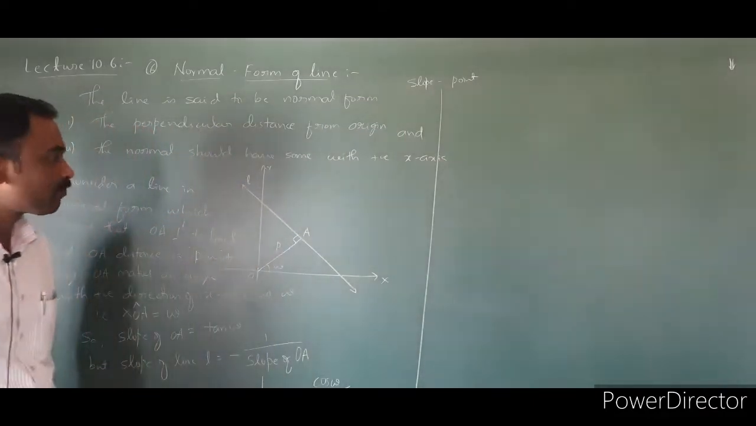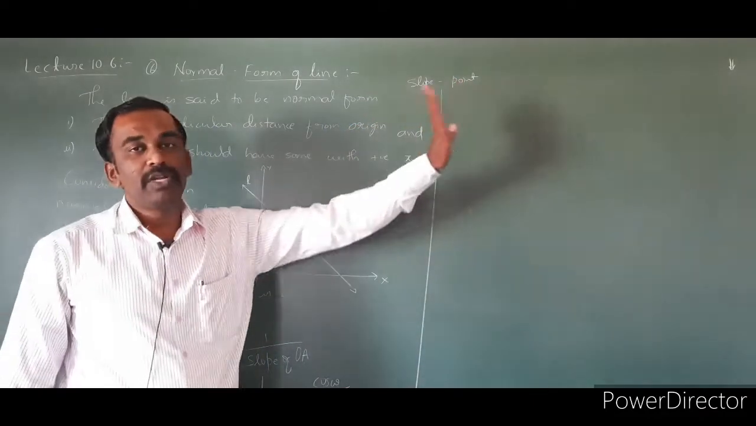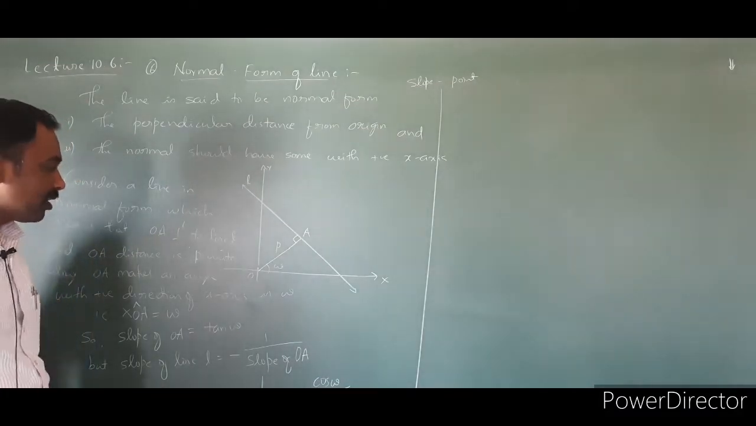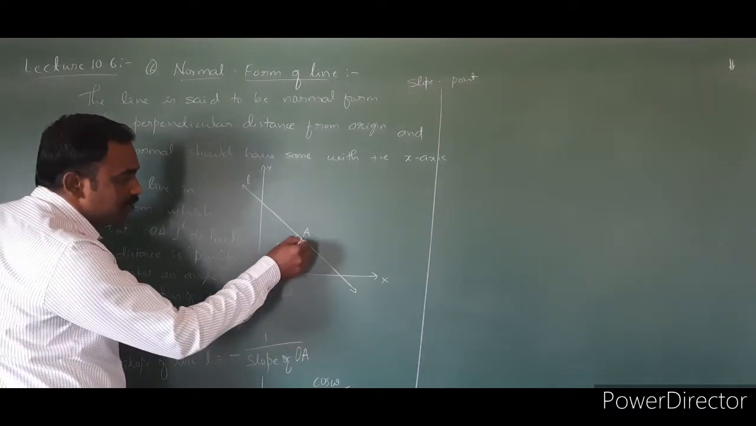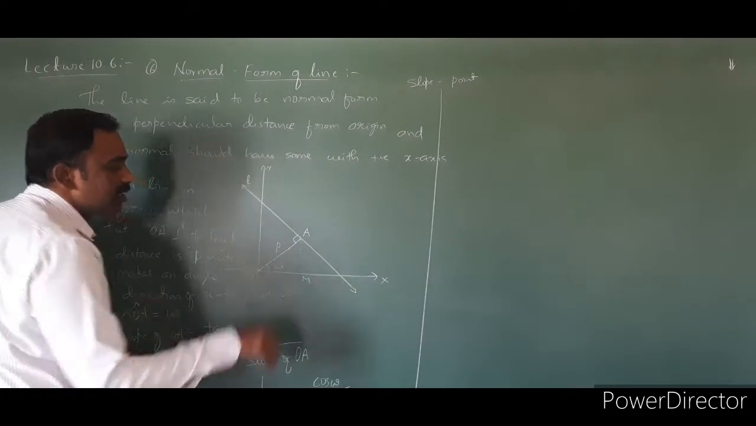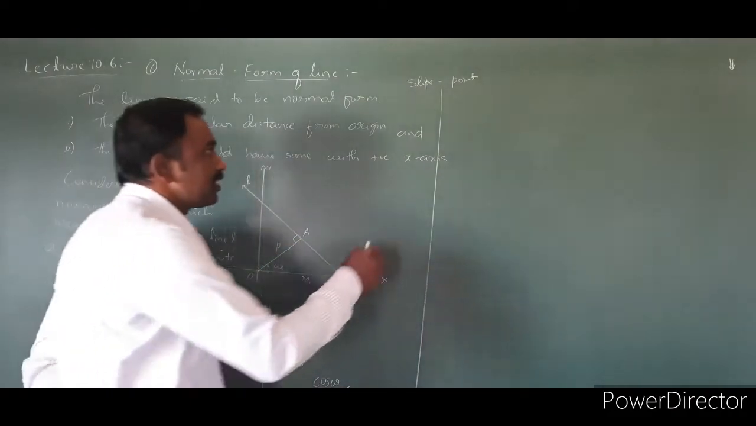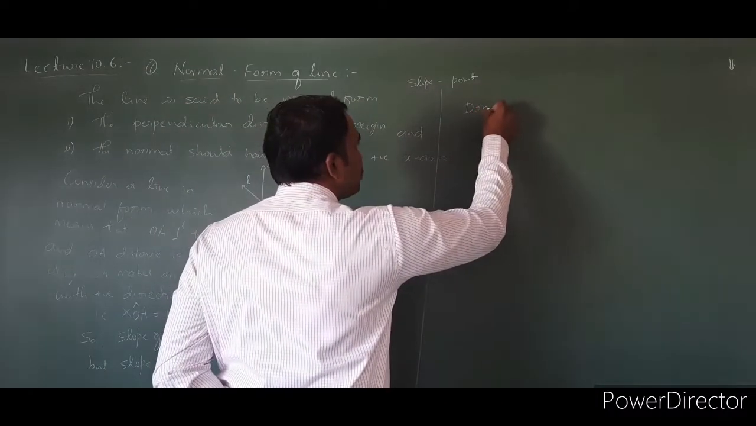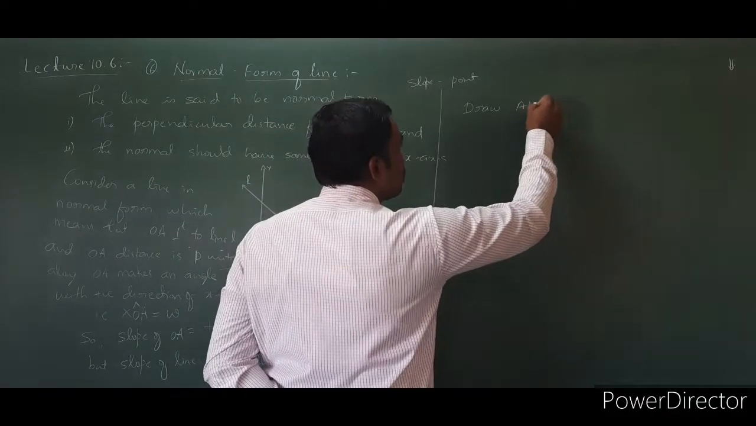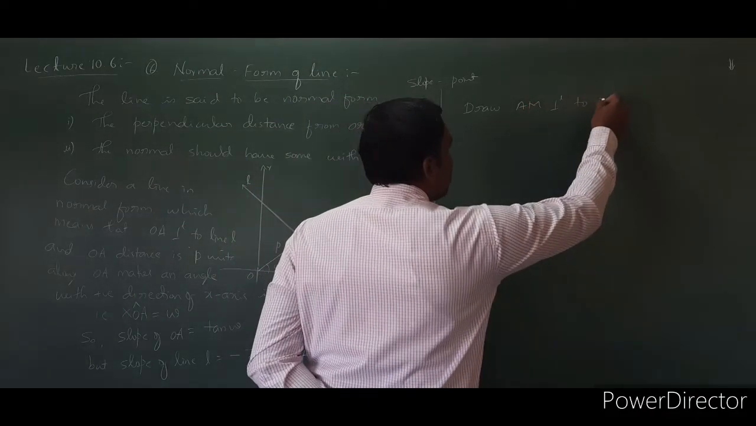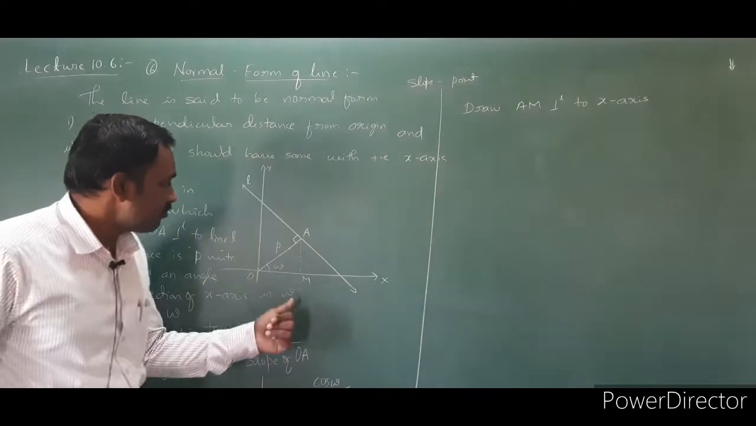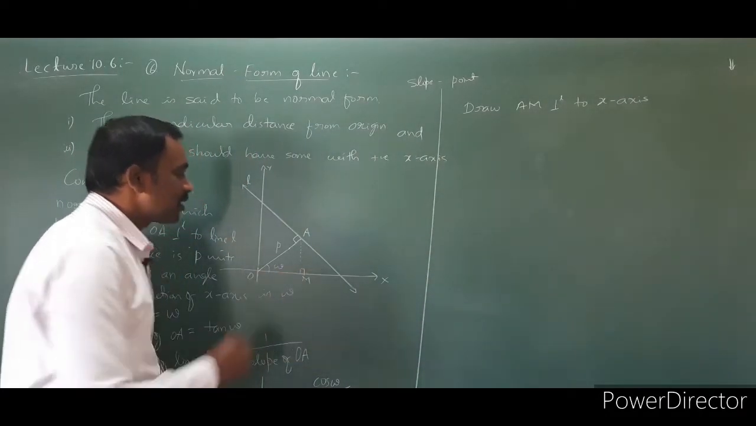Next, after getting the slope, we need to get the point. How to get the point? To get the point, I just do some alteration. Draw AM perpendicular to the x-axis. I have just drawn in this diagram AM perpendicular to the x-axis.